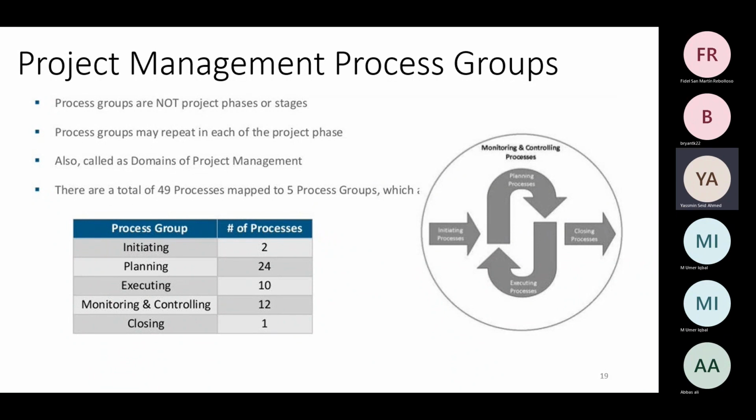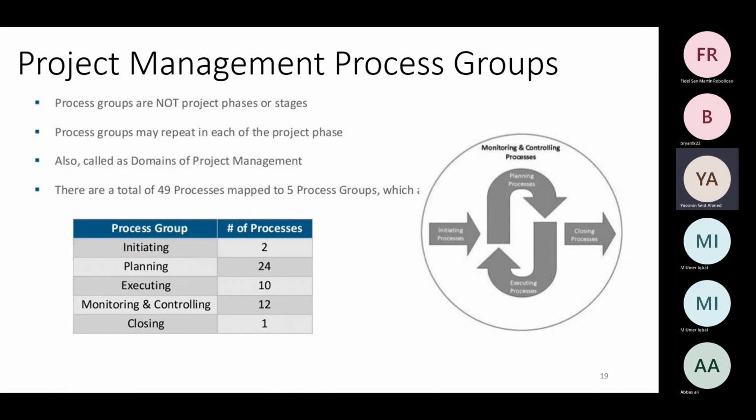So, for example, we initiate a project, then we do planning, and then we execute, and then we monitor and control, and finally we close it. This is called the domains of project management. But actually, this process group will be a part of each and every phase. So for each phase, we have different processes, and for each process, we have inputs, outputs, tools and techniques.